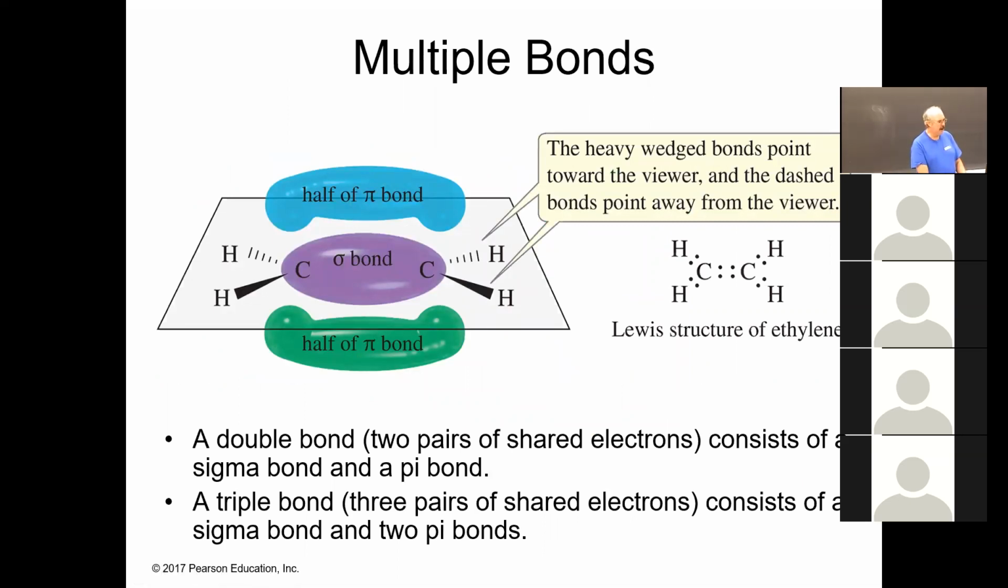When we have a double bond, one of the bonds will be a sigma, one will be a pi. The pi bond overlaps in two locations. So this is half of the pi bond, this is the other half.